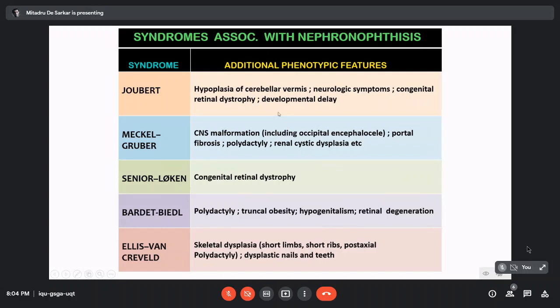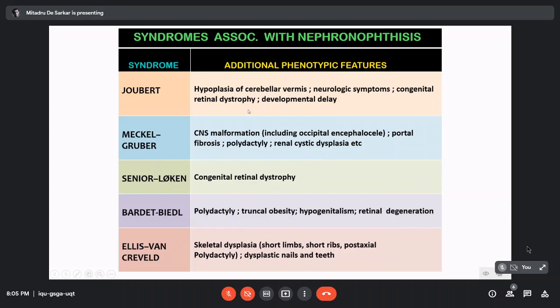I will not bore you with the details of all these particular syndromes, but a particular pattern comes to mind. For example, cerebellar and CNS involvement is common in many of these categories. You also sometimes have portal fibrosis, as in the case of Meckel-Gruber syndrome. Renal cystic dysplasia, which is also included in the course of my discussion, sometimes has an overlap in the sense that this particular syndrome can have both. It can have nephronophthisis and also cystic dysplasia.